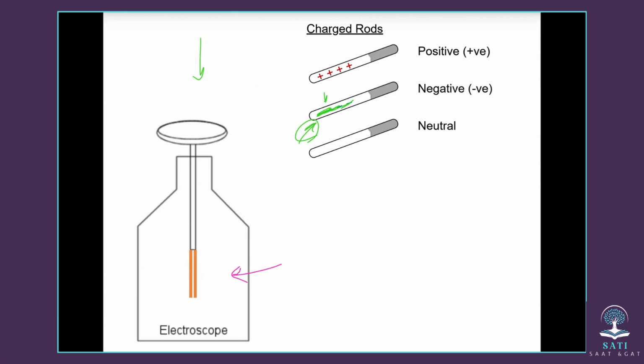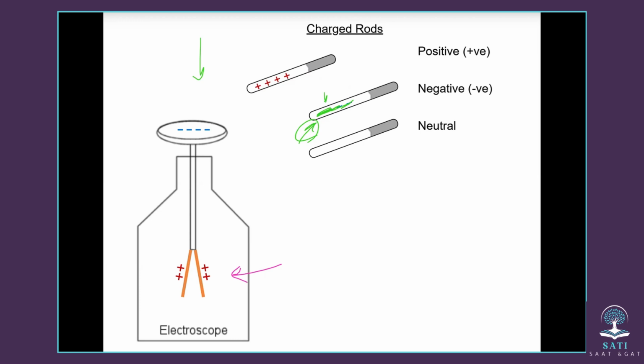So we understand now what will happen when we move this negative rod towards the disk. We said that the negative electrons of the disk will move down. But now what happens if I move this positive rod towards the disk? What will happen here? Look what will happen. As you see, the top disk becomes negative and the lower leaves become positive.